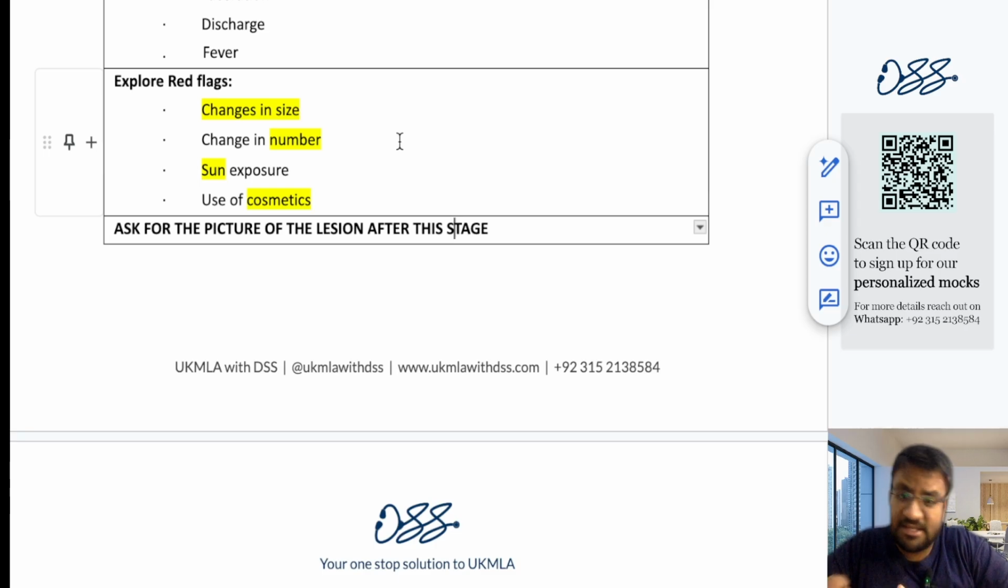Any change in size, any change in number, how much is your sun exposure? Somebody may come to you and they may be a construction worker, and they're going to say, doctor, most of the time I'm working outdoors, they're exposed to the sun. Somebody may come to you with excessive use of cosmetics, they may be in the fashion industry, okay, and they say, doctor, I keep on applying different products to my skin, it increases the risk factor for skin cancers, okay. So you need to explore these red flags in detail, okay.